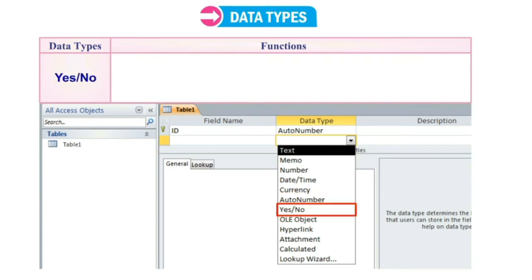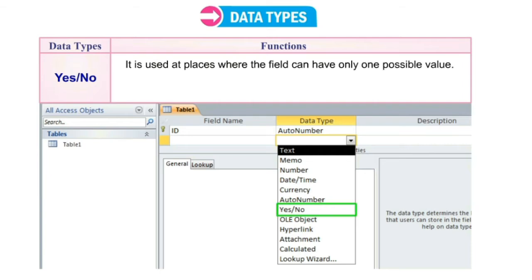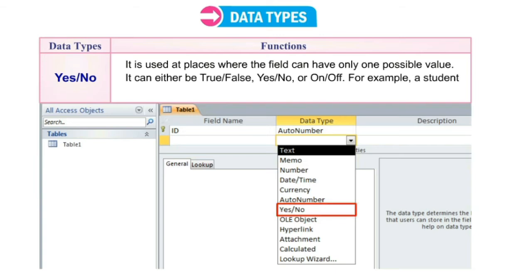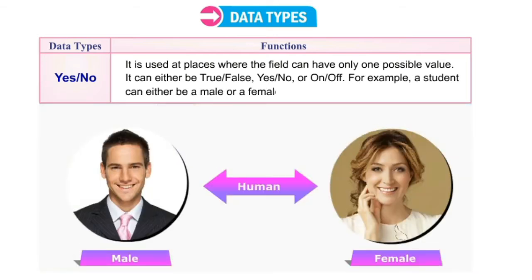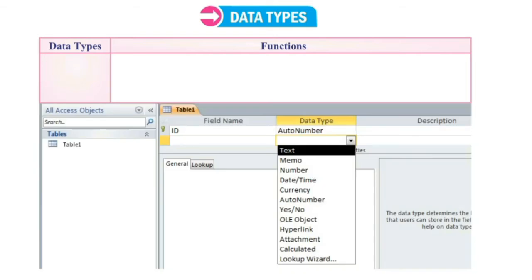Yes, no. It is used at places where the fields have only one possible value. It can either be true or false, yes or no, or on or off. For example, a student can either be male or female.